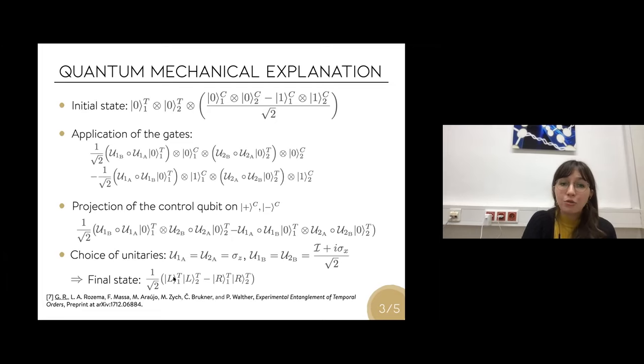So I would basically end up with, as you can see here, this phi minus state in the polarization, so in the target. So I would have basically transferred entanglement from the control system, through the order of the operations of the gates, to the target system.